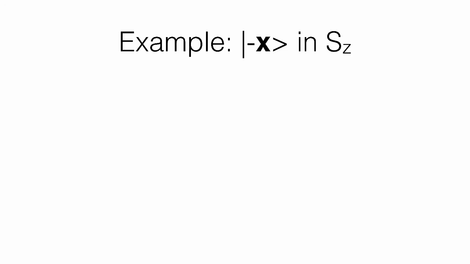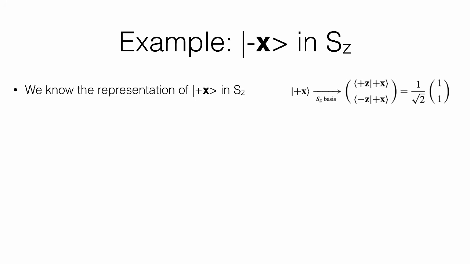Okay. Now, another example that I would like to show you is how do we get minus x in the z representation. We've never spoken about minus x much so far, but we have spoken about plus x. So we know that plus x looks like this. So plus x represents just this column vector from two slides ago. Now we know a property of plus x versus minus x is that the dot product between minus x and plus x should be 0.